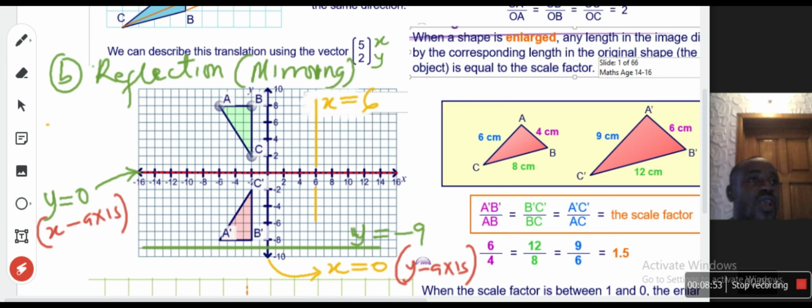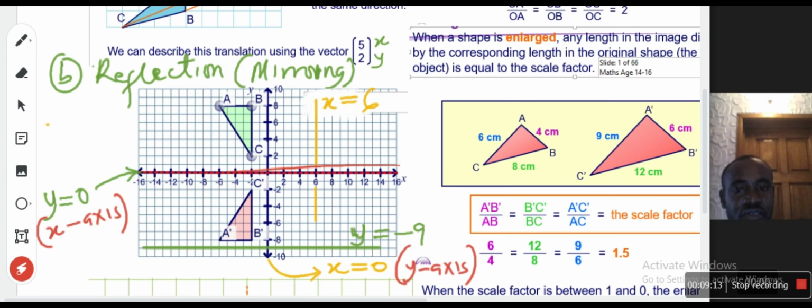The mirror line is what separates them. What's the mirror line? Tell me. What separates them? X is equal to 0. Is this a line of x equal to 0? I can't even tell you. You can see it now. Even if you didn't see it at your end, you should know.